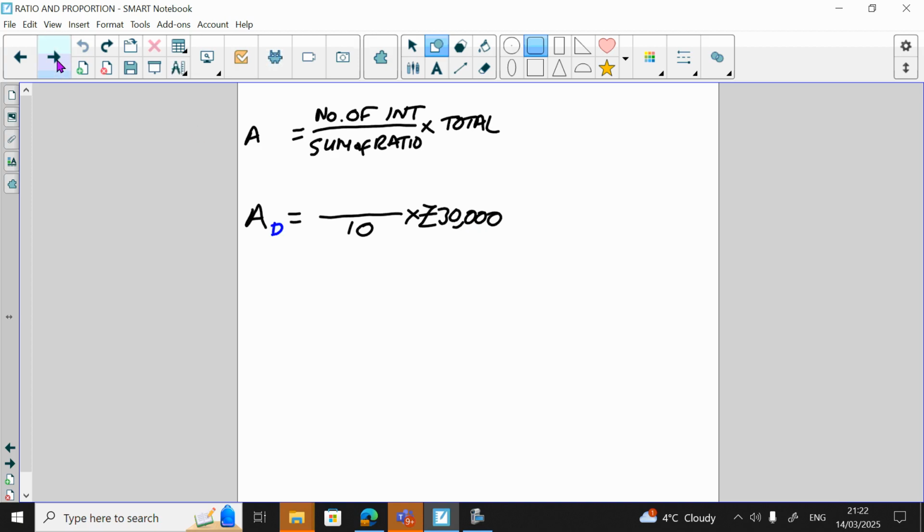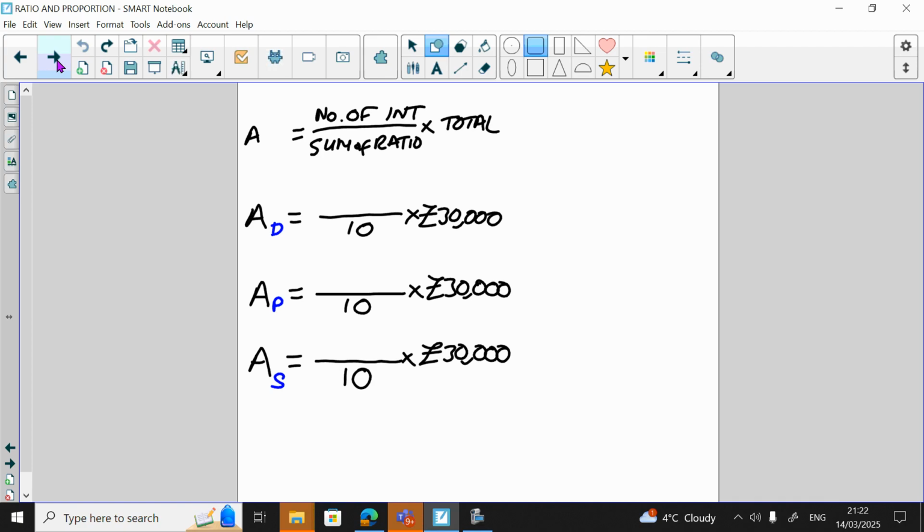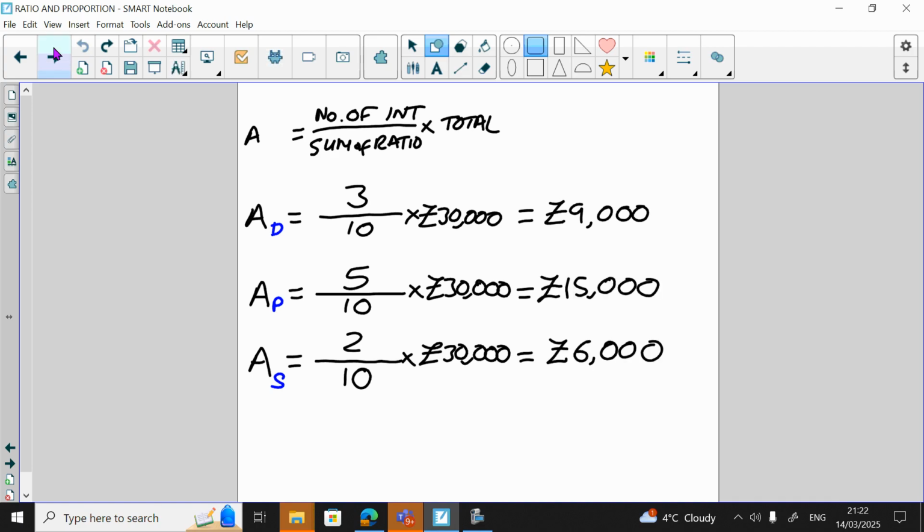So D for Danuta, P for Paulina, S for Svetlana. So it's only the top numbers here. These are identical. So it's Danuta, so it was that 3, 5, 2. I think that was the order. I've got quite a good memory actually, so yes, it is. So 3 divided by 10 times 30,000, 5 divided by 10 times 30,000, 2 divided by 10 times 30,000, let's see, 9,000, 15,000, 6,000, they're all in pounds.